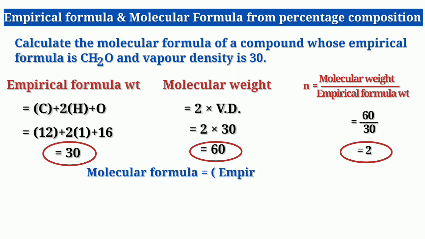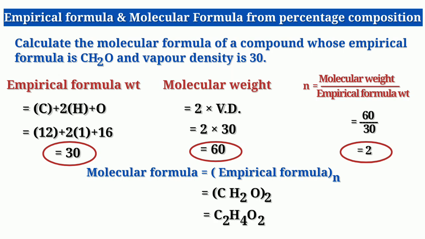Molecular formula is equals to empirical formula with subscript N. This is the formula to write molecular formula. Now N we got as 2 and empirical formula is CH2O. So molecular formula equals to CH2O bracket 2 as a subscript. That means we have to multiply all atoms by 2, which comes to C2H4O2. This is the molecular formula of the compound asked in the question.